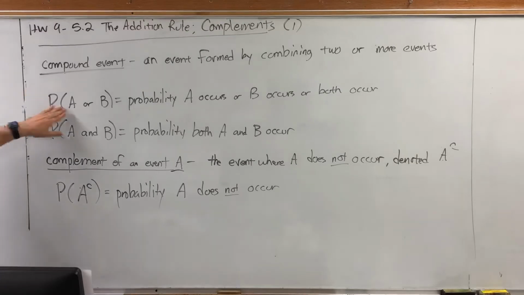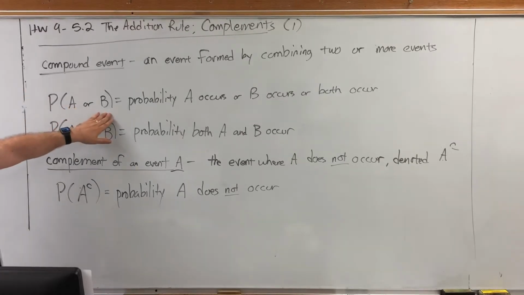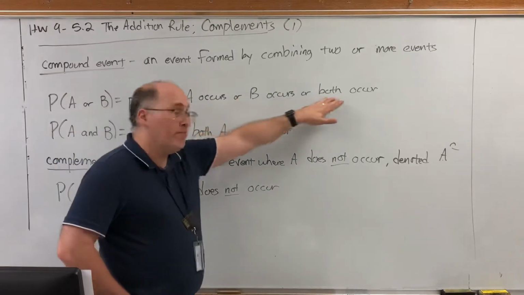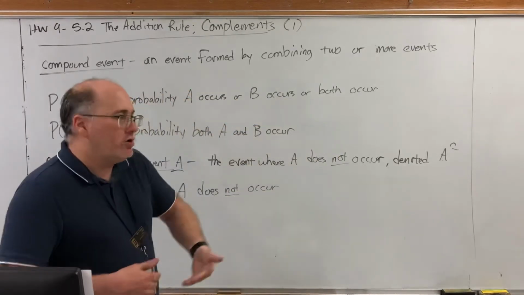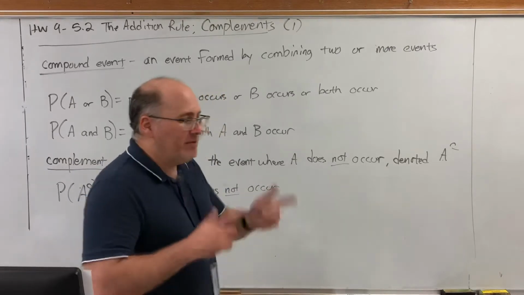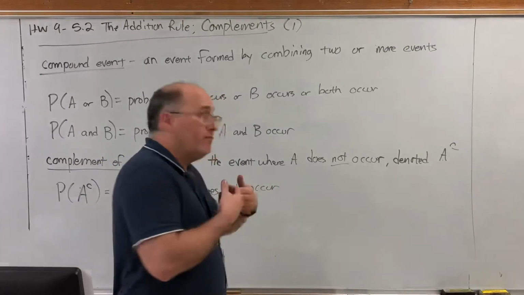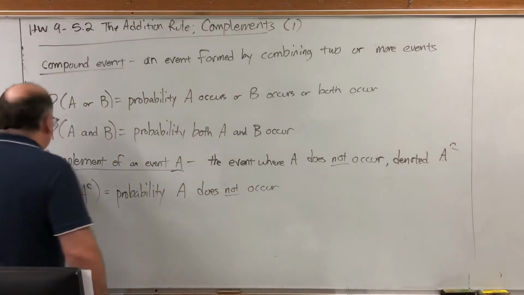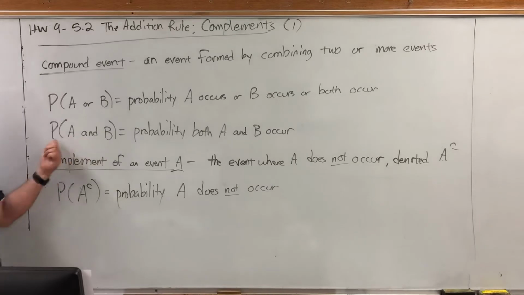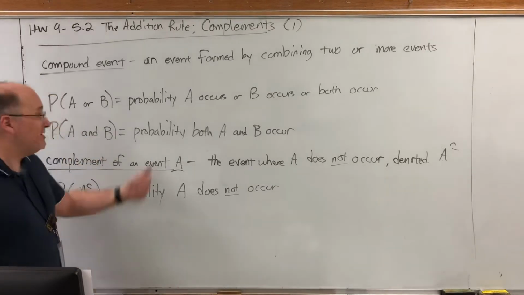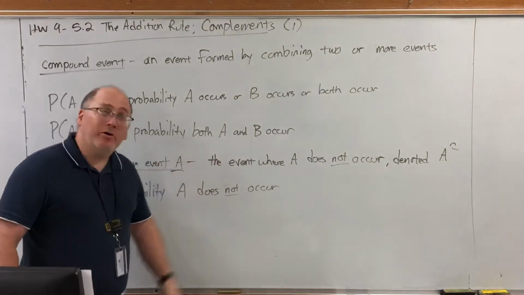The probability of A or B will mean the probability that A occurs, or B occurs, or both of them occur. So when you draw a card and I ask you what's the probability it's an ace or a diamond, it can be an ace, it can be a diamond, or it can be both. It could be the ace of diamonds. And we'll also be looking at the compound event and. The probability of A and B occurring literally means the probability that both A and B occur.